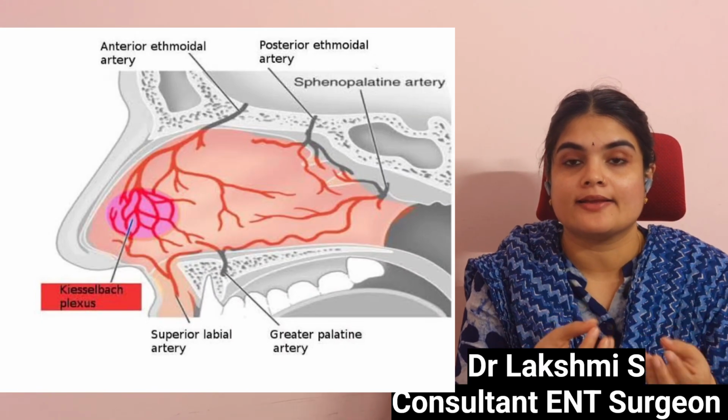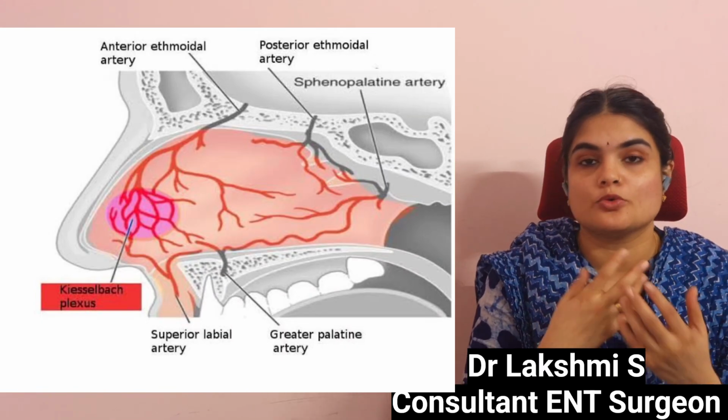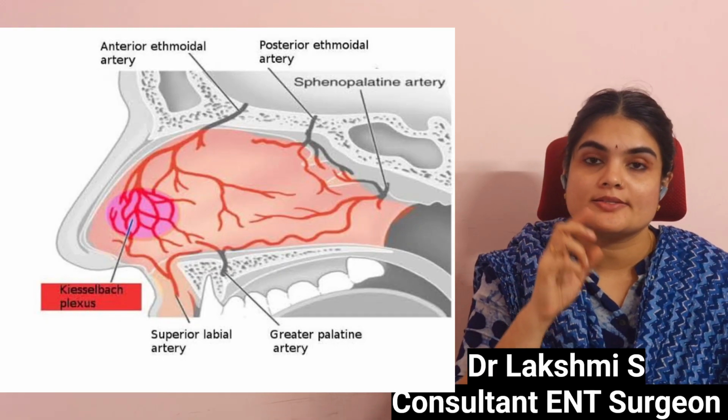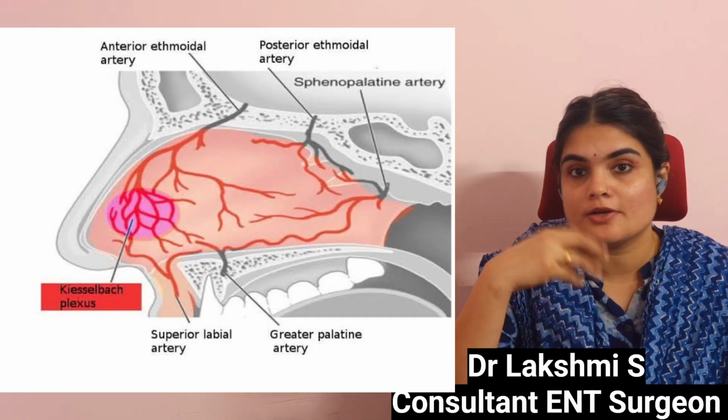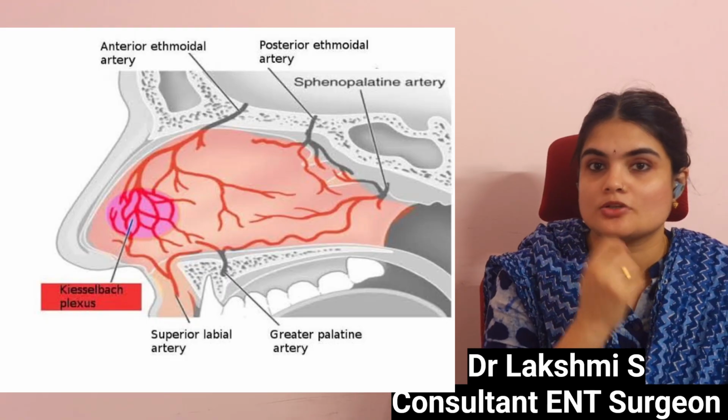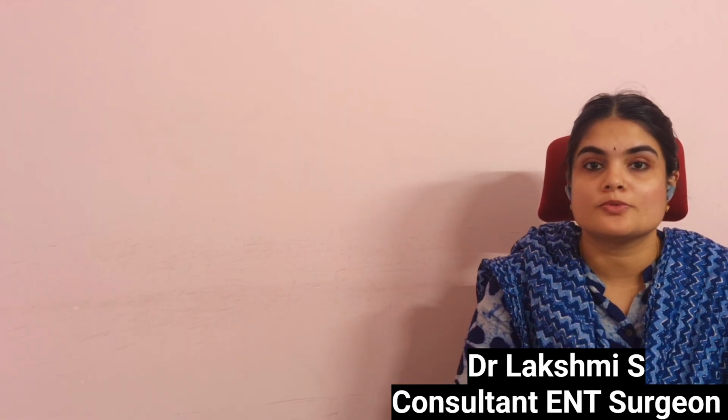So anterior nasal bleed, anterior epistaxis, most commonly occurs from this area, because this area is more prone to trauma from the turbulence of airflow and also due to digital trauma. You can injure this area and profuse bleeding can occur.